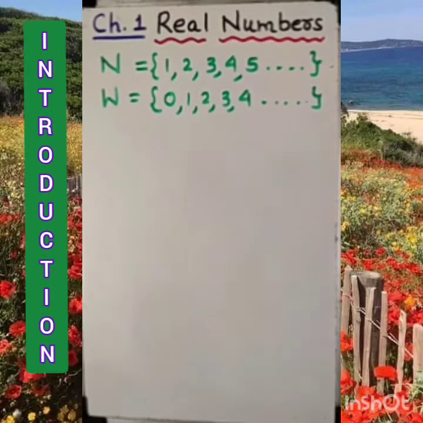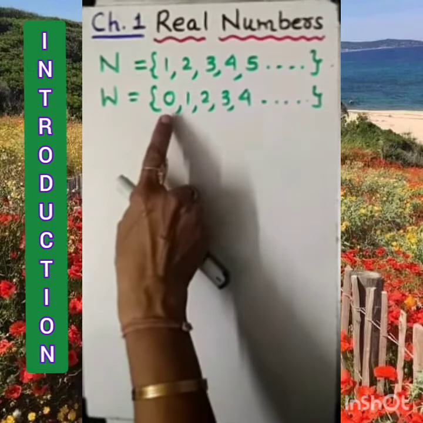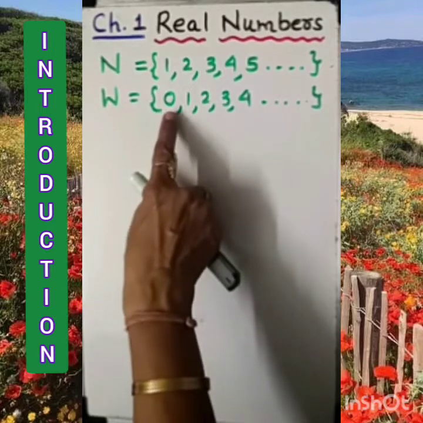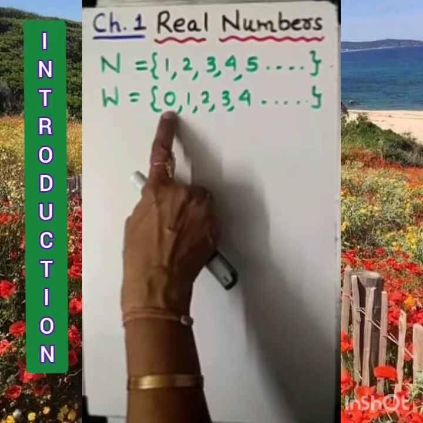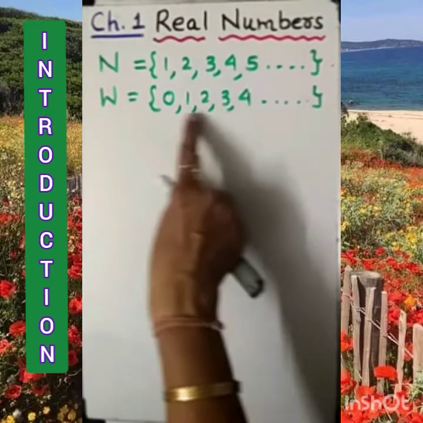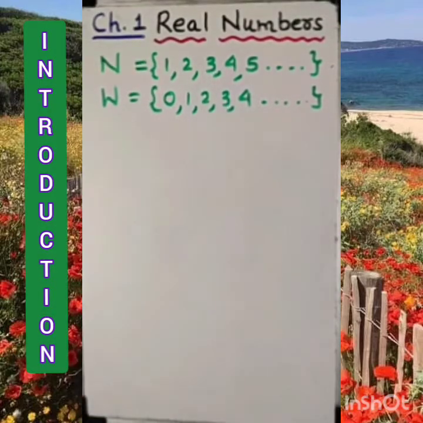And one more thing you can observe here, students, all the members of natural numbers are contained in whole numbers except 0. Here see, 0 is the extra member. Rest of all the members of natural numbers are here. Okay. And in W, the only extra member is 0.